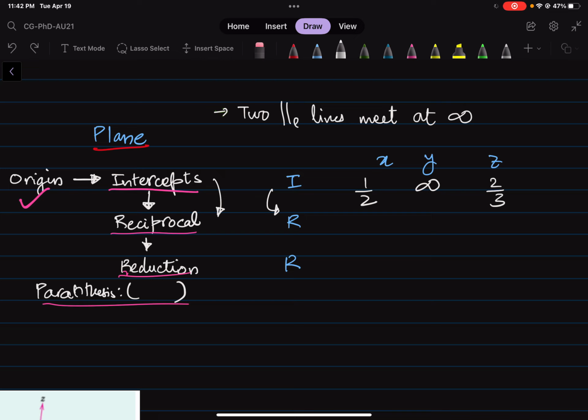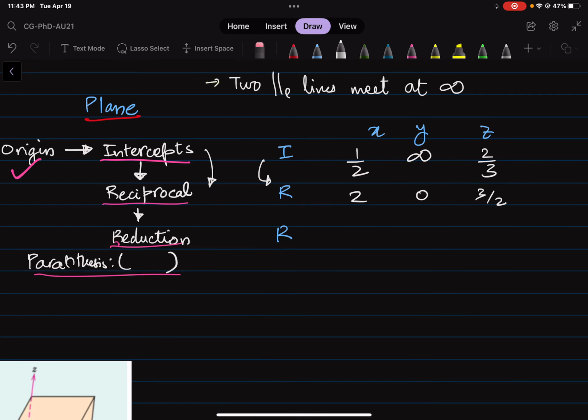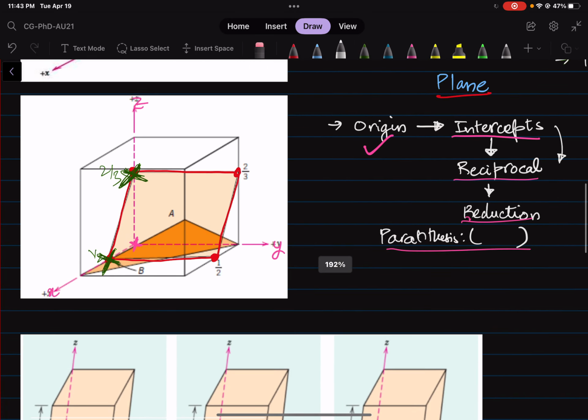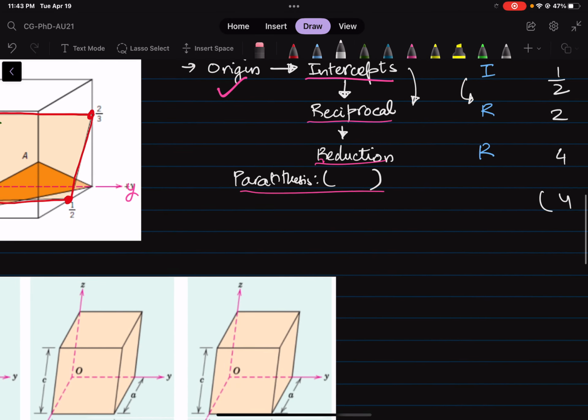And then you have to reciprocal this. So this will become 2. 1 over infinity is basically 0. So this will become 0. And 2 over 3 will become 3 over 2. And if you want to reduce it in a form, you could write it as 403. So your final answer will just become parentheses 403. And this will be your plane A. Right?